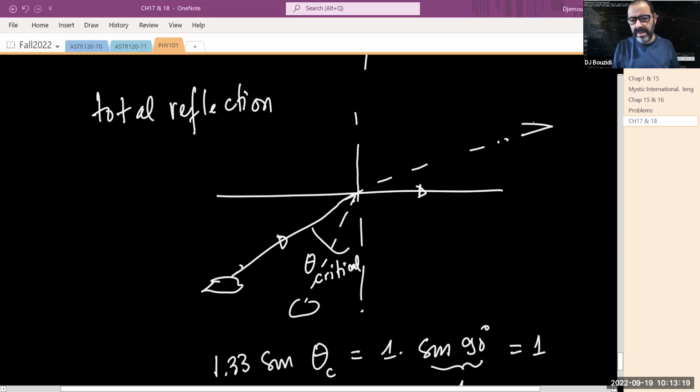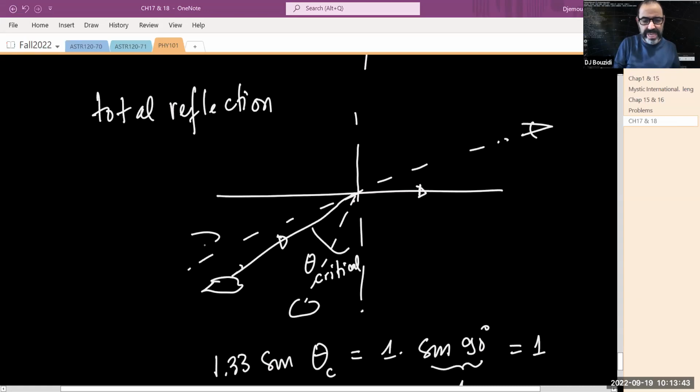If you're standing in here, you can see the fish, except you will be thinking that the fish is somewhere in here, but it's actually here, because in your perception, you will always think that light is coming straight out, because that's how we were conditioned to. When you see something, light is coming straight from it. But the fish is actually closer to the normal than you think. So if you try to grab it, you're grabbing nothing because the fish is on the other side.